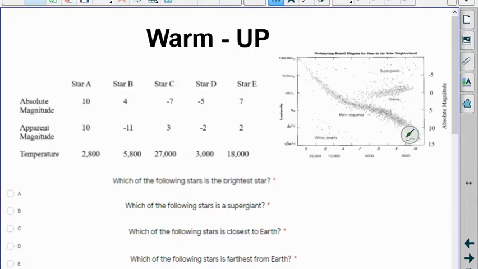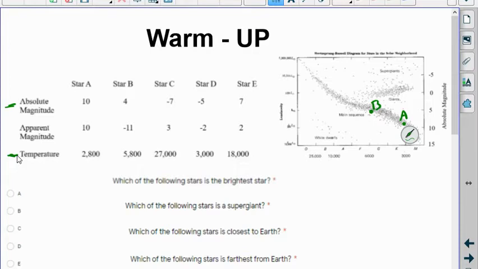So we have star A, B, C, D, and E. And I would say the first thing you should always do is identify where on the HR diagram they go. So again, to do that, we look at the temperature and the absolute magnitude. So the absolute magnitude of 10 and 2800 puts the star right about there. So that would be star A. Star B, 5800 and 4. 5800 is about here, and a 4 is about there. So that would be star B.